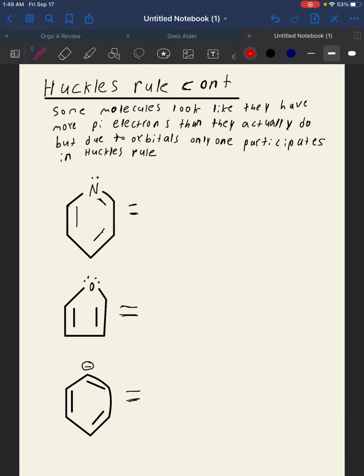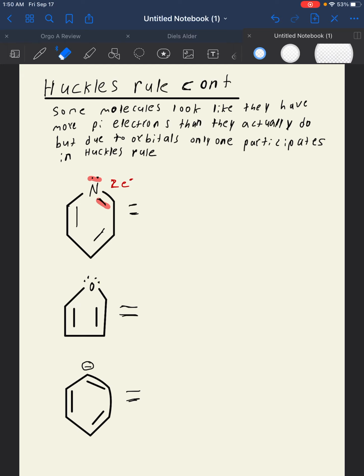Some molecules look like they have more pi electrons than they actually do, but due to orbitals, only one participates in Huckel's rule. So what I mean by that is, if you look at this molecule right here, you see a lone pair and you see a double bond attached to the nitrogen. Only one of these participates in Huckel's rule. So that means only one of these will contribute 2 pi electrons. They both won't. Only one will contribute the 2 pi electrons. So we have 2 there.